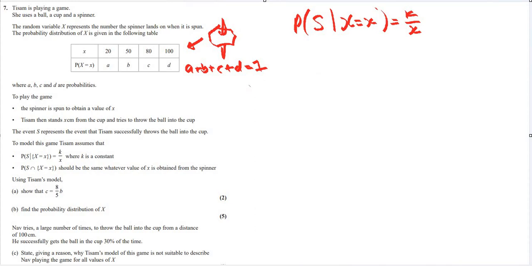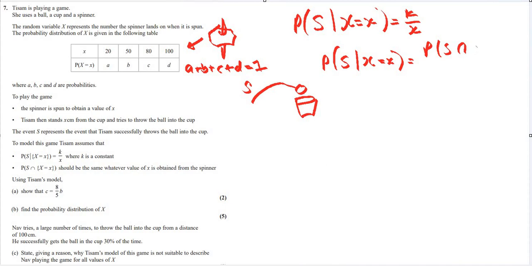Let's remember that S is actually throwing the ball into the bin. So this is the ball being thrown into the bin and X taking a certain value. That tells us it's K over X, and K is a constant. Now that's a conditional probability. We know that the probability of S given that X takes some value must be equal to the probability of S and X taking that value, divided by the probability of X taking that value. This is our conditional probability formula.